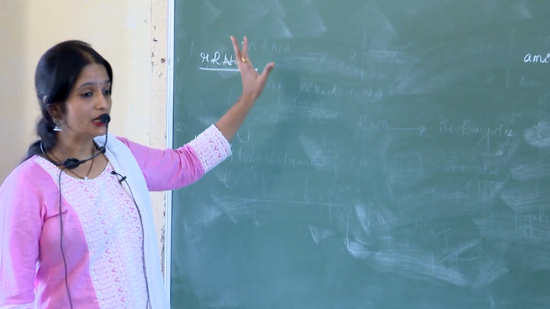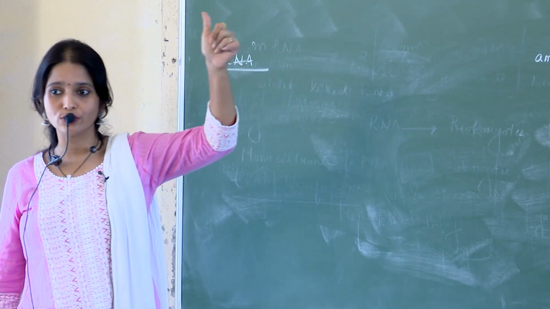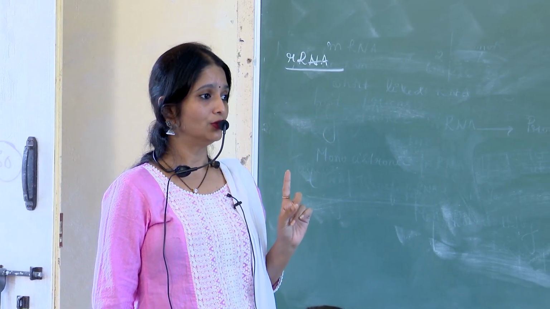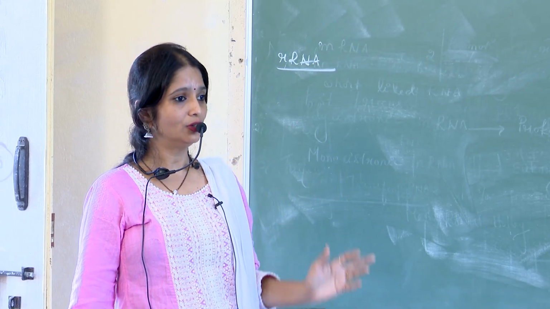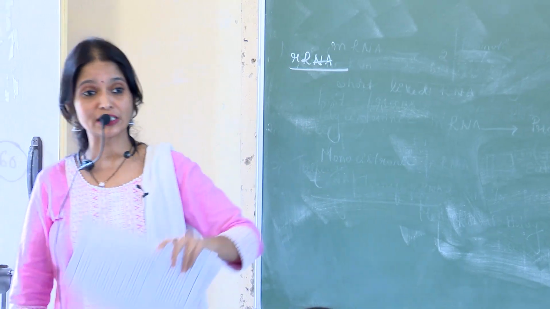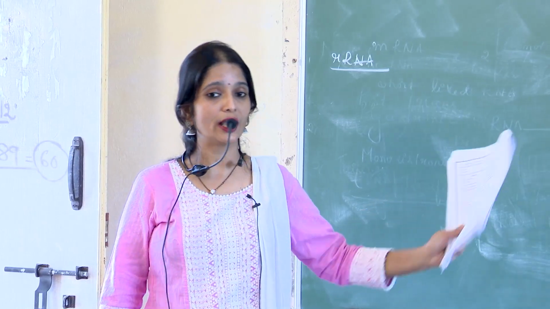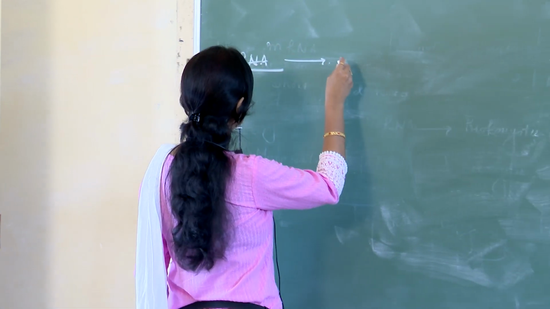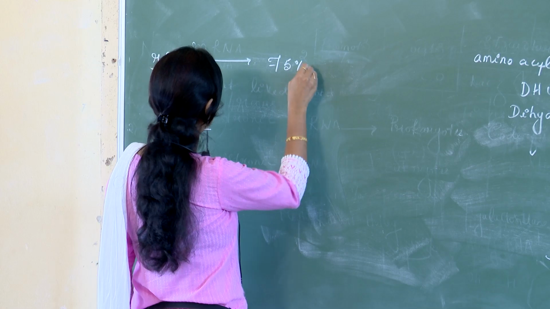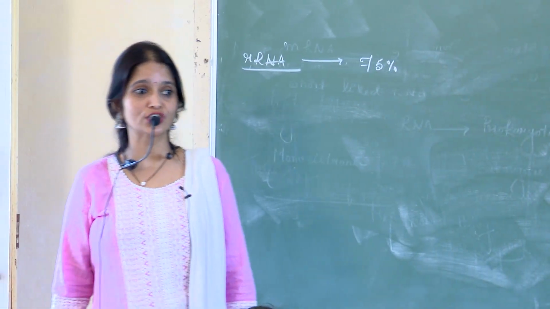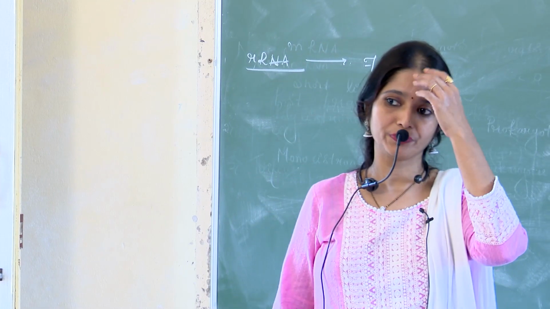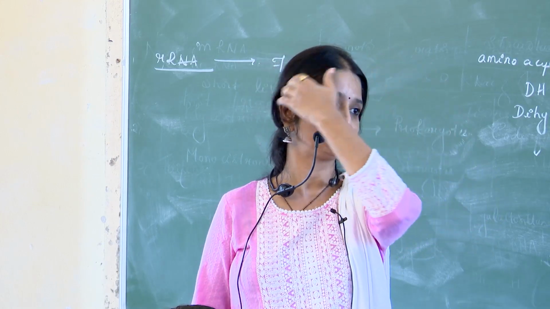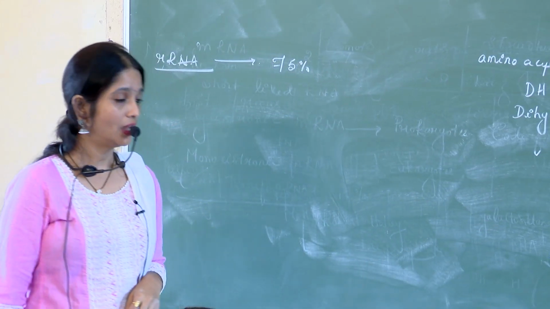rRNA. This is the largest. Which is the smallest? tRNA. Which is short-lived? mRNA. Which is the largest? rRNA. And which is present maximum in our cytoplasm? rRNA. Yes. Its concentration in the cytoplasm is around 80 percent. Which is the most abundant RNA? This is asked. rRNA, right? Which is the shortest RNA? tRNA, right?